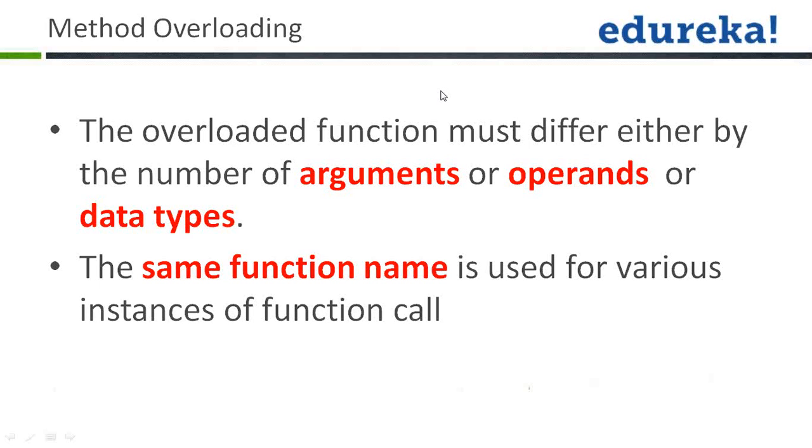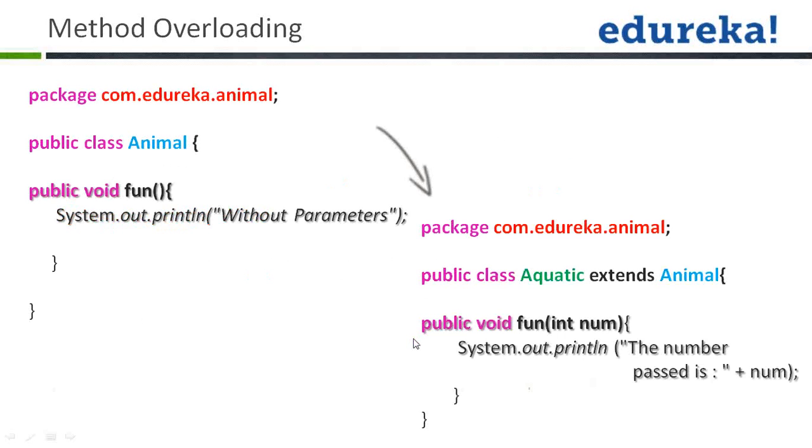Now the same function name is used for various instances of function call, right? So the name of the function will only remain the same in method overloading, but out of the rest of the things, one has to be changed, or else you cannot overload the method. Okay, the entire same signature cannot be present in method overloading. You'll understand it in a better manner when you see this example right here.